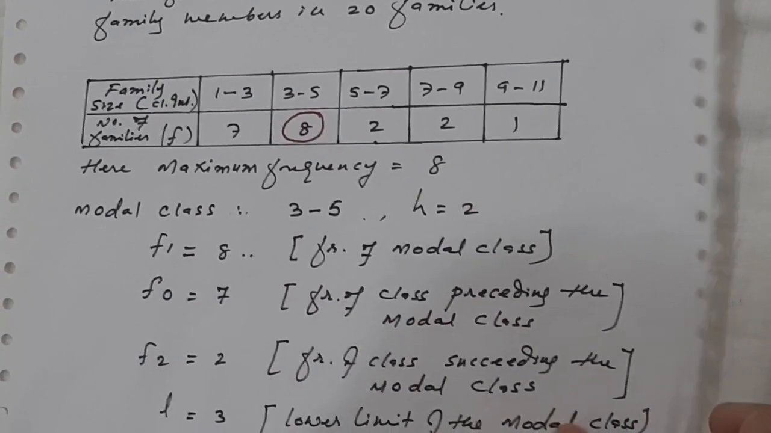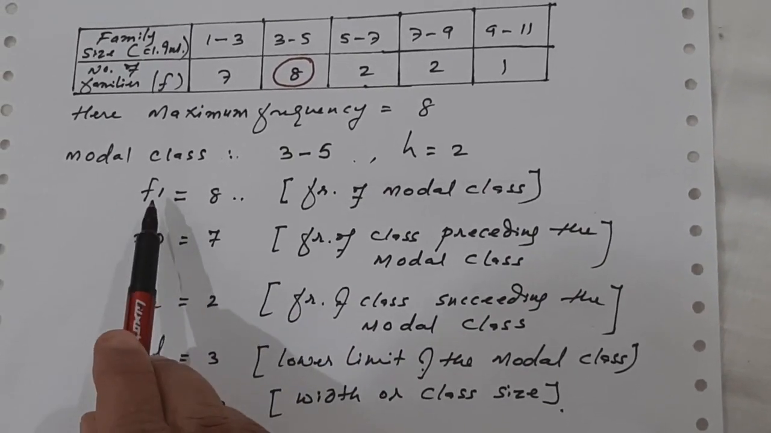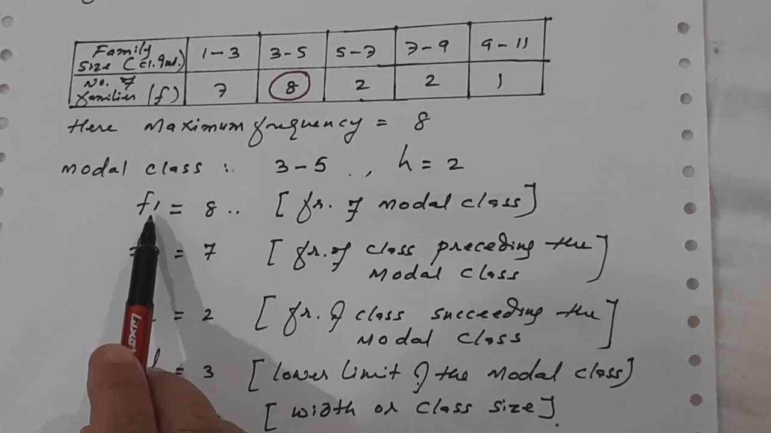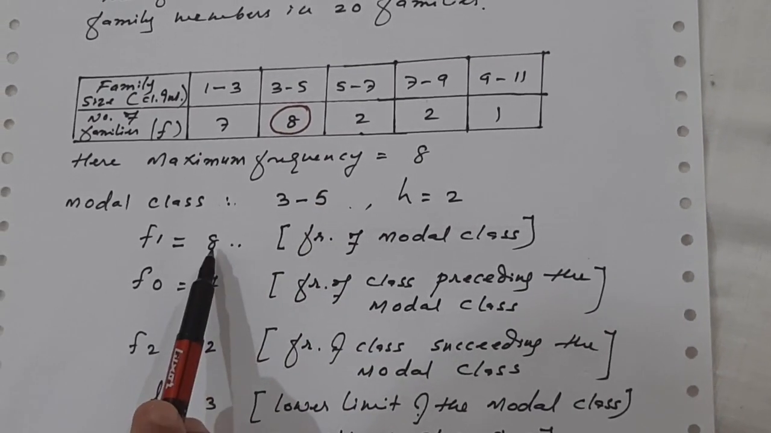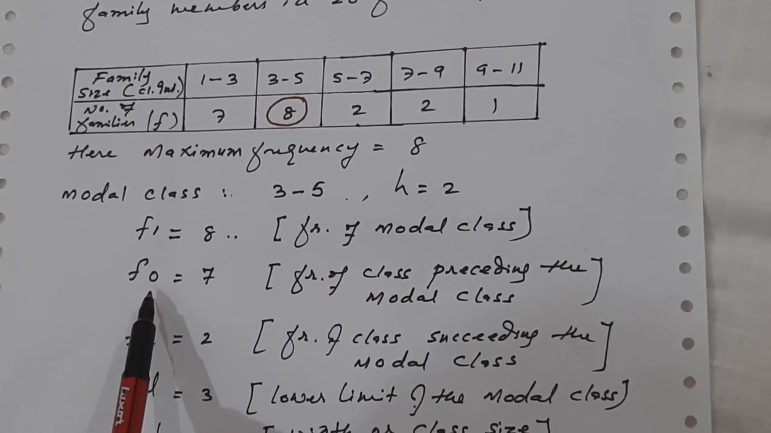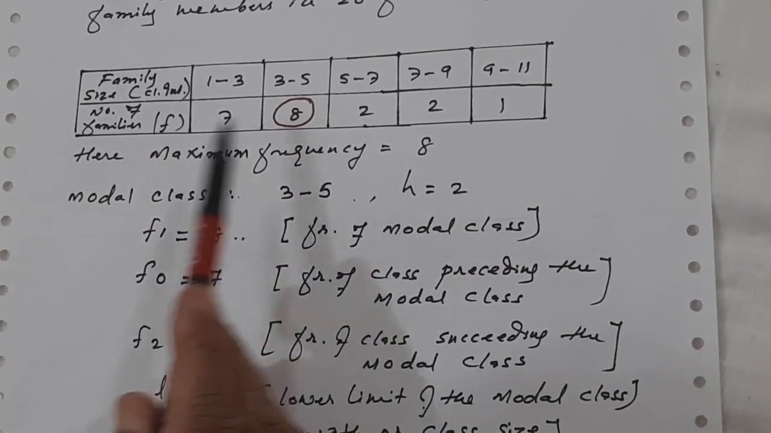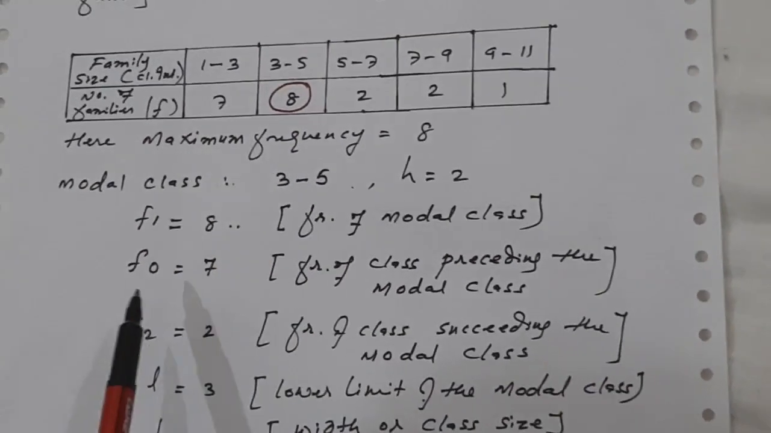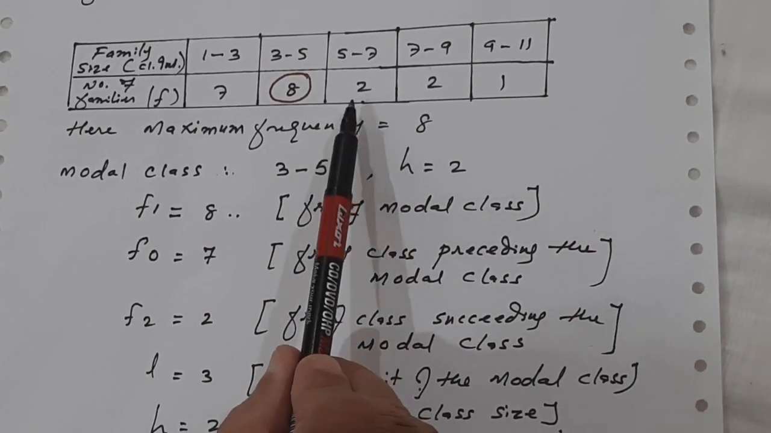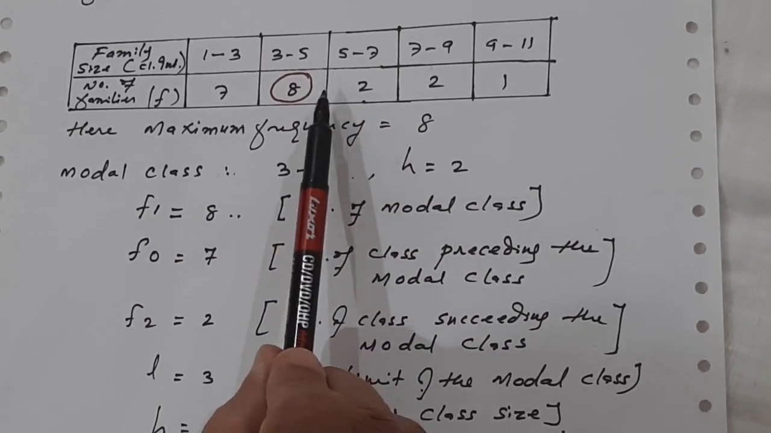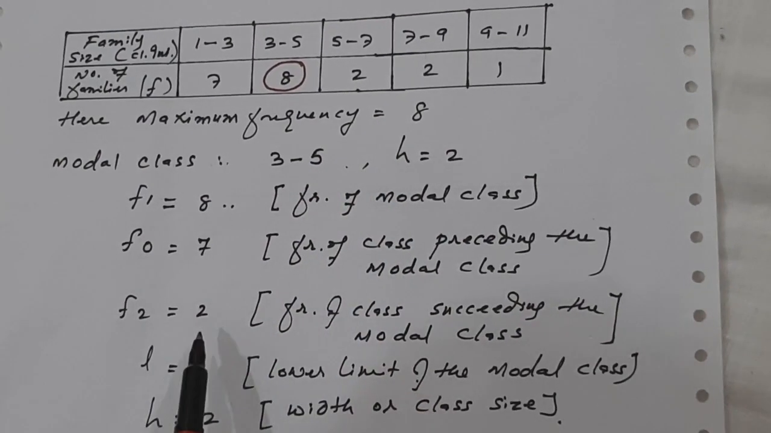Now let us find out this data. F1 is the frequency of the modal class, that is the maximum frequency 8. F0 is the frequency of the preceding class to the modal class. Preceding class means earlier class, so that is 7. F2 is the frequency of the succeeding class to the modal class, which is the next class. This is 5 to 7. What is the frequency here? 2. So F2 is 2.